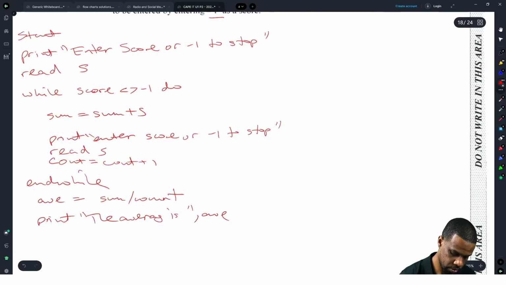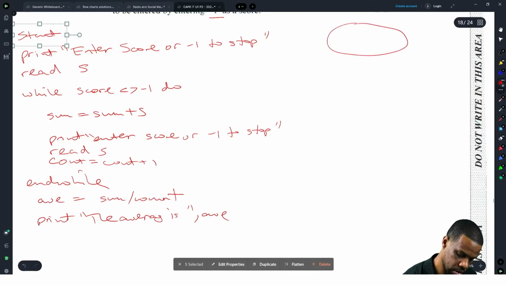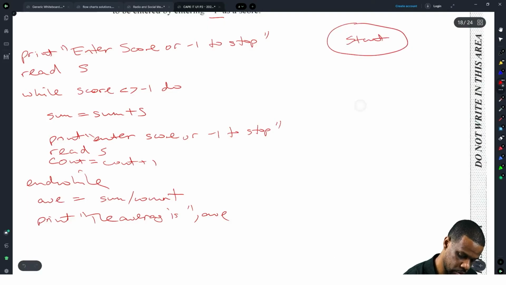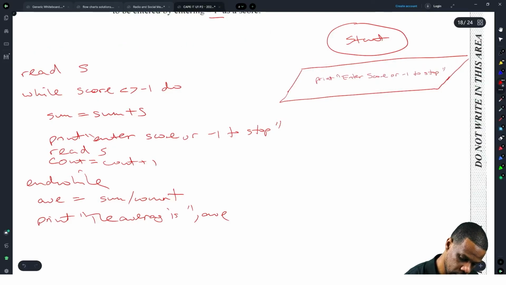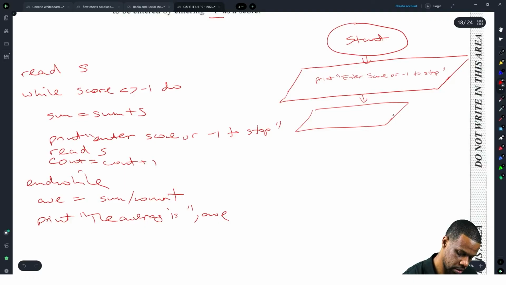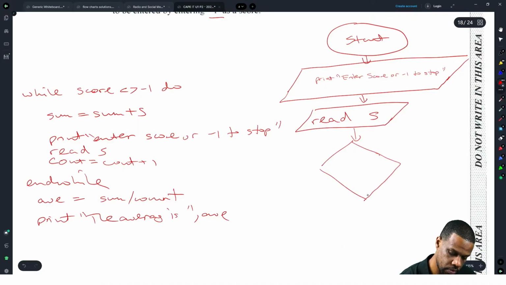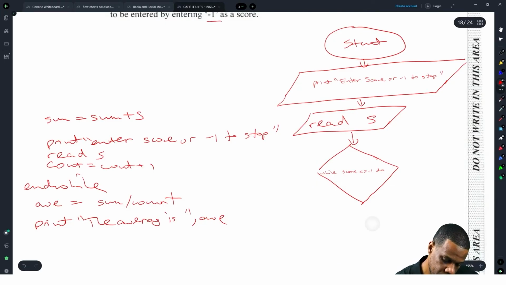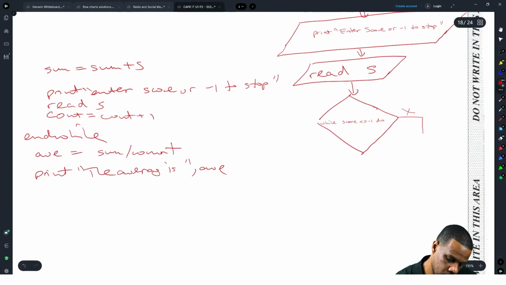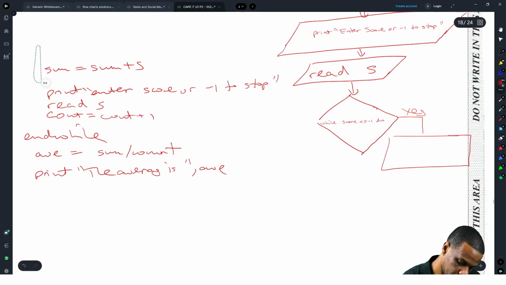All right, your first shape is going to be an oval for start. Print enter the value will be our parallelogram, so we put it inside there. Then we read s, so we put the read s there. After you read the score, now you need to make a decision: while score is not equal to minus one, do. If the answer is yes, I want to do all of these things. Sum is equal to sum plus s will be a rectangle. I'm taking the sum is equal to sum plus s, and you go inside here.